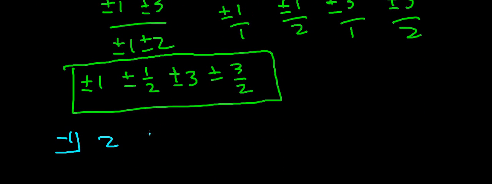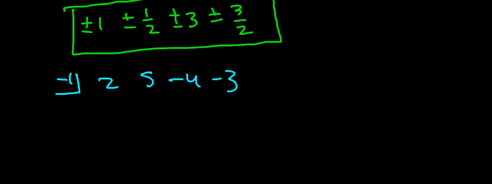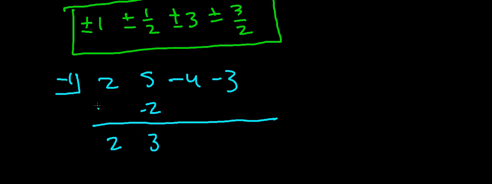So we have 2, 5, -4, and -3. If -1 is a factor, it will divide evenly. If it is not a factor, it will not divide evenly. So let us begin. 2 times -1 is -2, which brings us to 3. -3 gives us -7, which gives us +7, and this gives us 4. So we have a remainder of 4, so this is not a factor.